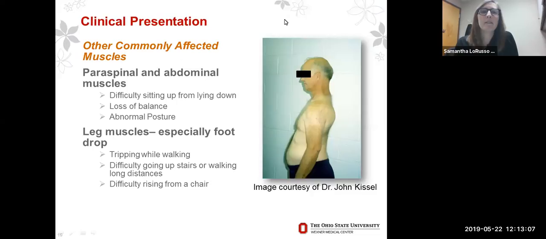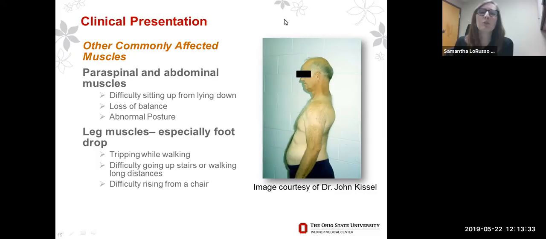So other commonly affected muscles are the muscles that line the spine and the abdominal muscles. This can lead to problems with abnormal posture, difficulty sitting up from lying down, loss of balance, and pain and fatigue, which we'll talk about a little bit later. And then also people can have problems with leg muscles, especially with the muscle that leads to foot drop, causing some difficulties with tripping while walking.